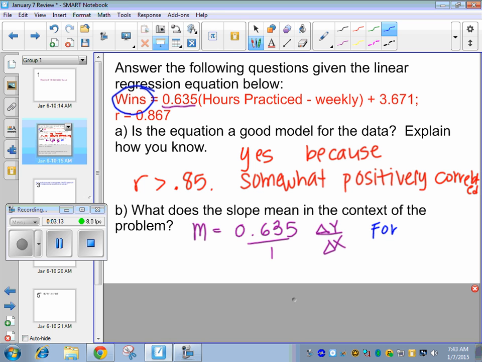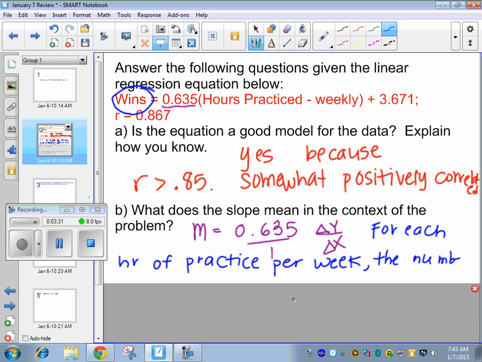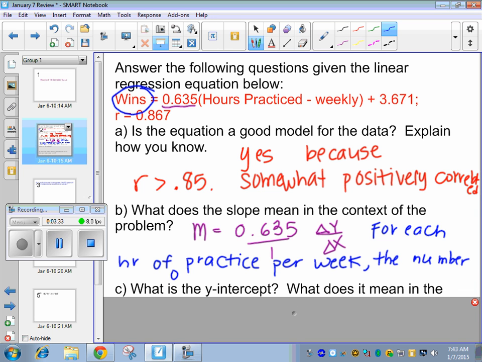So for each hour of practice per week, what happens to the wins? Okay, the number of wins increases by 0.635.